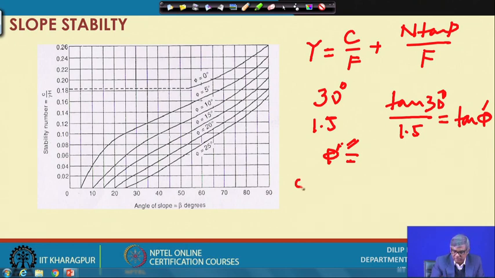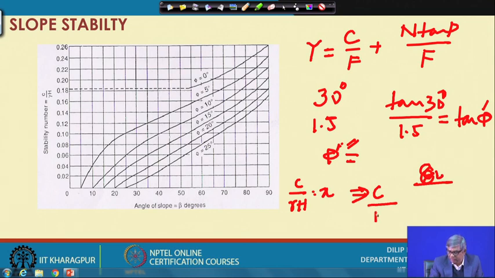From the stability number C over gamma h, if there is a value, suppose x, then from there I will get a value of C. Then you have the C obtained from the lab test, and the C available from here. The C from here divided by the lab C gives you a factor of safety. Now, we are getting one factor of safety here, and we started with the factor of safety of 1.5, and these two are to be compared.